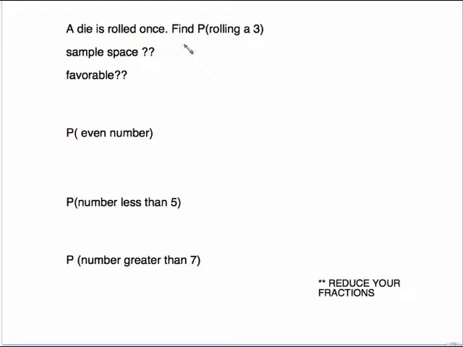So we're going to look at a die. It is rolled once. Let's find the probability of rolling a 3. First off, we need to understand what the sample space is. The sample space is the set of all possible outcomes. If you roll one regular 6-sided die, your possibilities are 1, 2, 3, 4, 5, 6. Now, in this case, the favorable is getting a 3. So what is the probability of getting a 3? Well, how many 3s are listed here? 1. How many numbers are listed here? 6. That is your probability of rolling a 3.